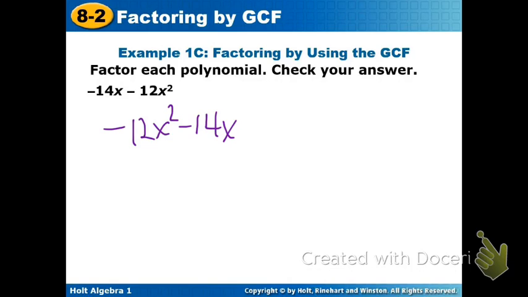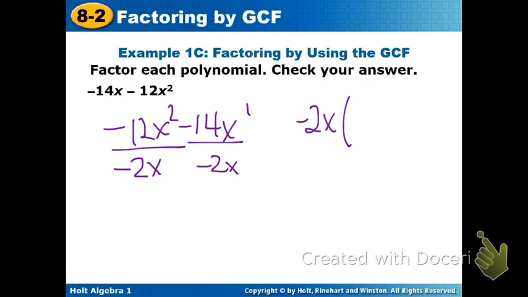So if we look at a 12 and a 14, what can we take out? A 2. And since we want this out as well, we'll just take out a negative 2 with it. What about the x? Yes. The smallest power here is 1, so we'll take that out. So we'll take a negative 2x out of both of them. So that's going to be on the outside. And essentially, when you factor out a negative, it's just going to change your signs. That's really all it does, right?